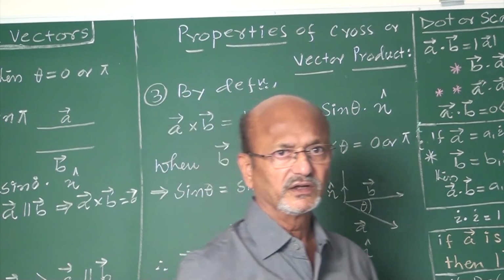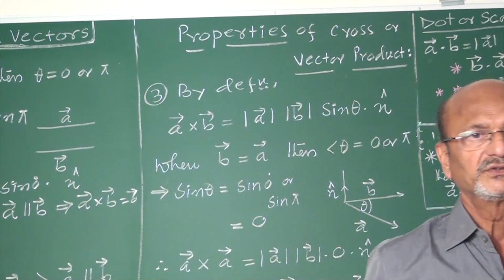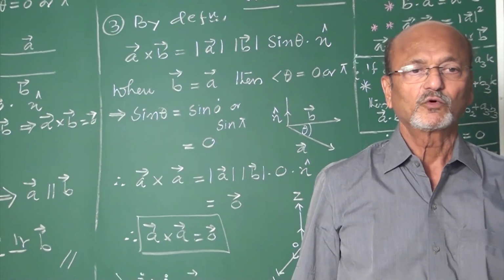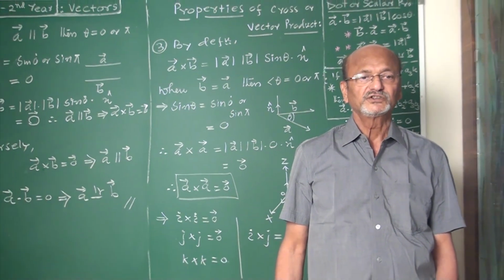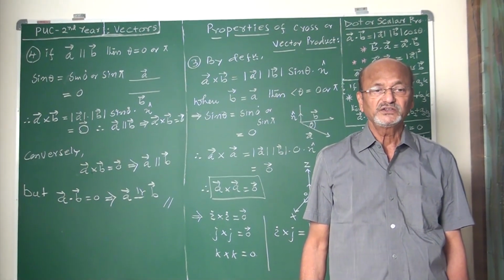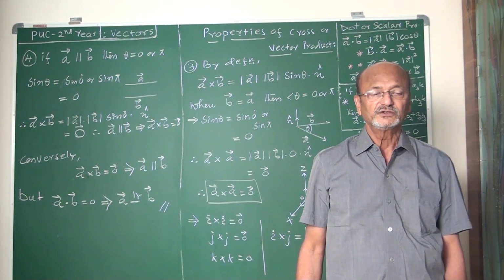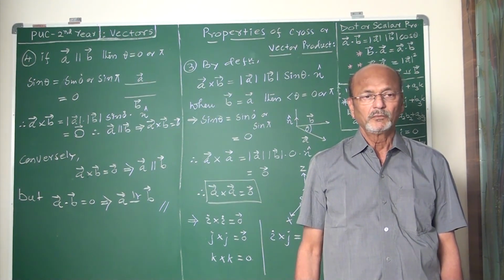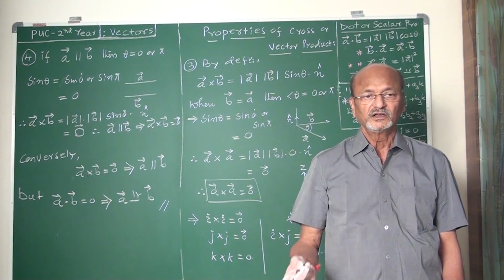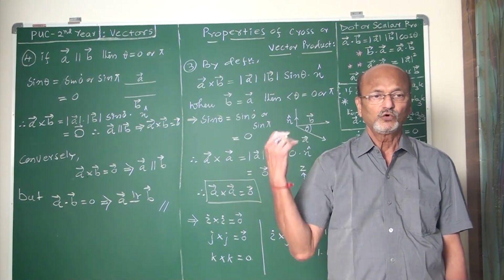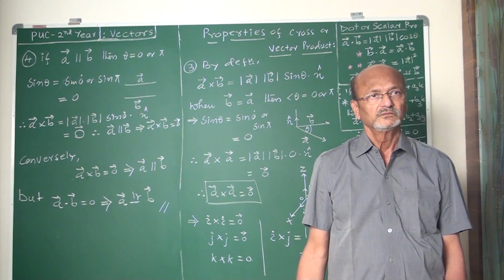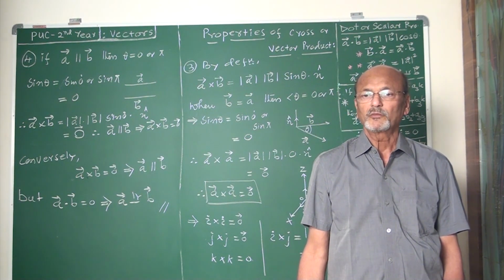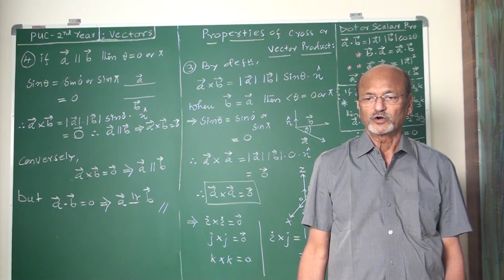What is the first property? Vector product is a vector quantity. Vector product is non-commutative. B cross A is not equal to A cross B, but B cross A is minus A cross B. A cross A, zero vector. Therefore, I cross I, J cross J, K cross K, 0. But I cross J, the remaining, K. If you change the order, you have to change the sign. The fourth one, parallel, cross is 0, vectors are parallel. These are 4 properties connected with cross product.